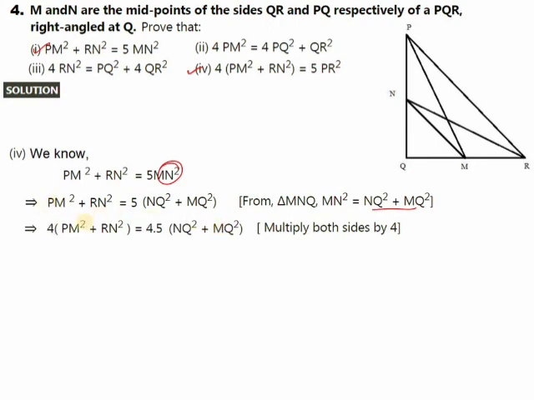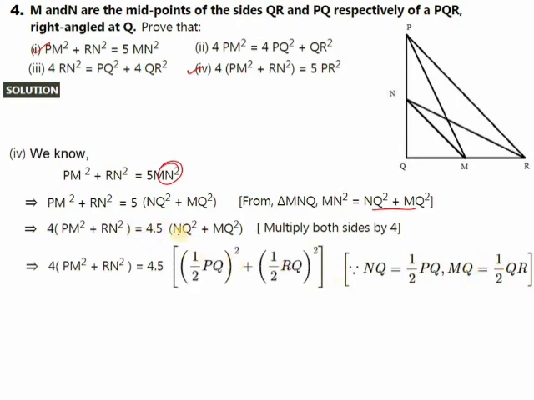When you multiply both sides by 4, we have 4 into 4. This is not 4.5, this is 4 into 5. Now all of you know NQ is half of PQ and MQ is half of QR. So in place of NQ I have written half of PQ, and since there is a square out here, there is a square. Similarly, the same thing is happening with MQ. Now just open the bracket. So you get 1 by 4 out here, here also you will get 1 by 4. If you bring that 1 by 4 out, that 1 by 4 and this 4 get cancelled. So you have only 5 out here.